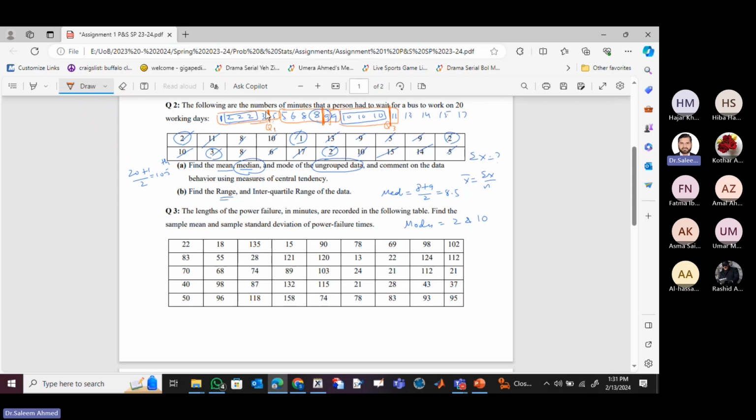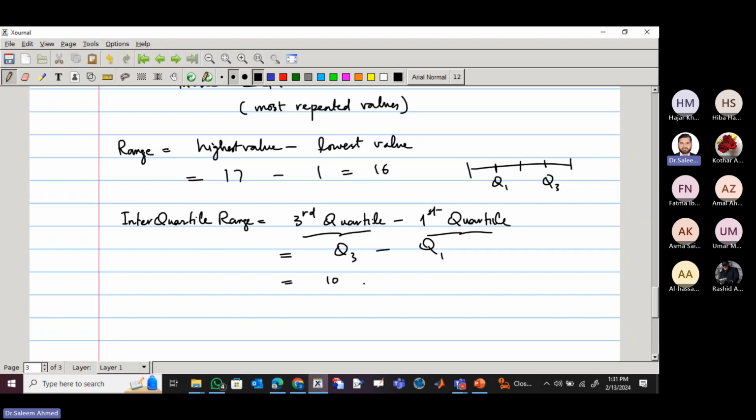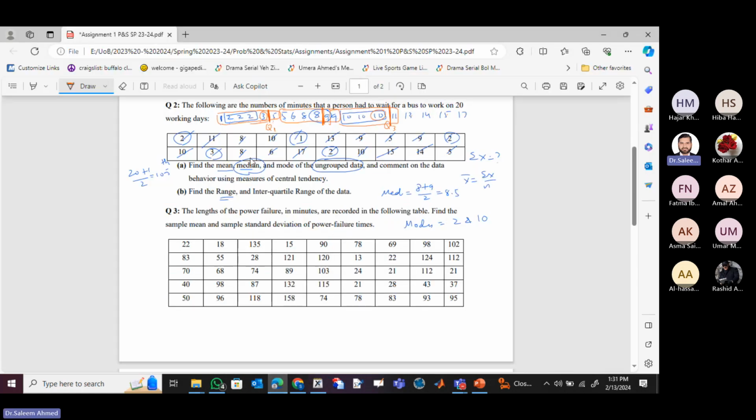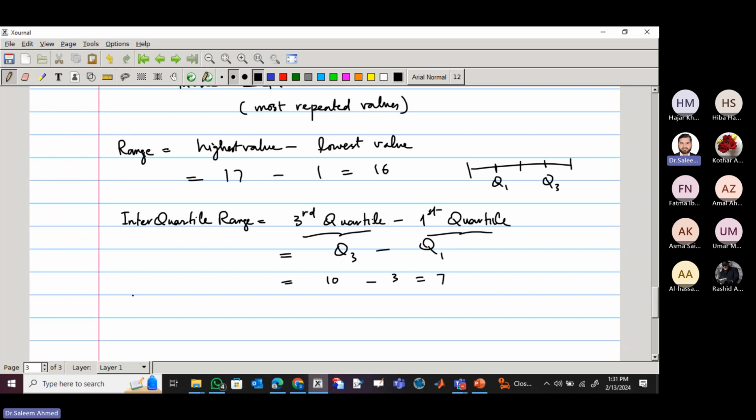And if you want, you can pick the last one from the first portion and the last one from the third portion. So 10 and 3. This can be the interquartile range, so 10 and 3, that is 7. But because Q1 was in the middle of 3 and 5, you may take 4 as well if you want. And this was in the middle of 10 and 11. So basically, here it was 3 and 5. Here it was 10 and 11.